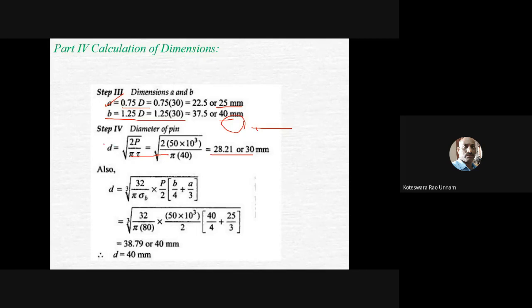Of that, the diameter of the pin can be estimated based on the shear failure. So it comes out as 28.21, rounded up to 30. Then again, this is the calculation from the bending failure point of view. From the bending point of view, it is 40 mm. Therefore, out of those two, you have to pick the maximum value. So the maximum value for the diameter of the knuckle pin is 40 mm. You note this down.